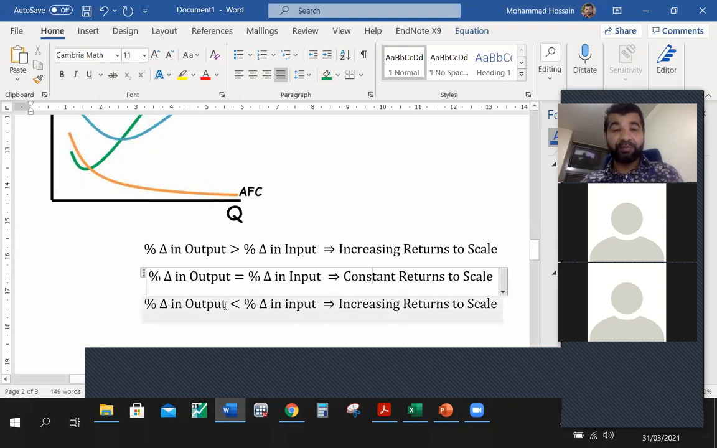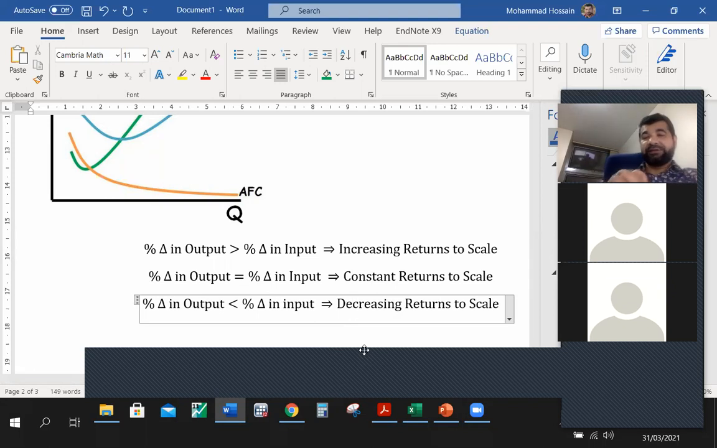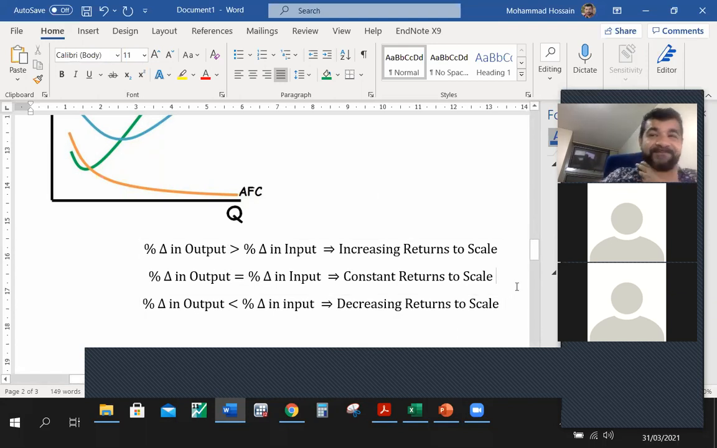Percentage change in output is less than percentage change in input: decreasing return to scale. Make sense? Three of them. So when your input is increasing, that means the cost increases, but output is not increasing. That is decreasing return to scale. That is diminishing marginal return, this one.